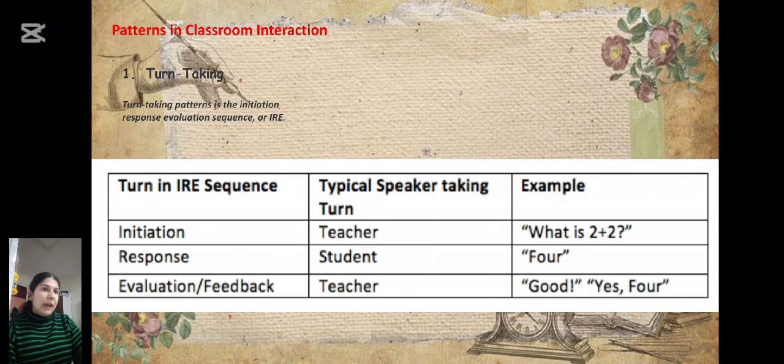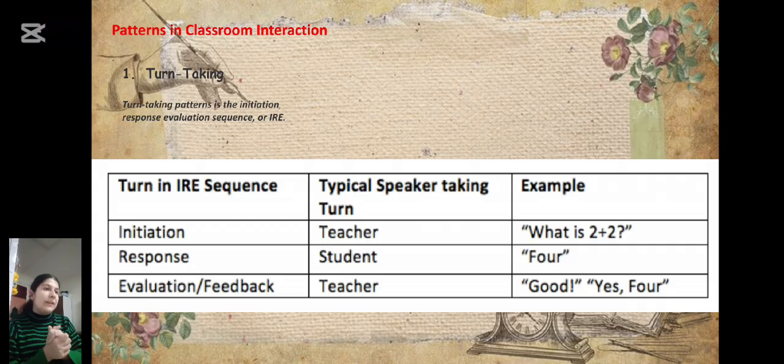Now, patterns in classroom interactions. The first one is turn taking. Turn taking patterns is the initiation, response, evaluation sequence, or IRE. For example, turn in IRE sequence. For example, initiation, response, and evaluation and feedback.